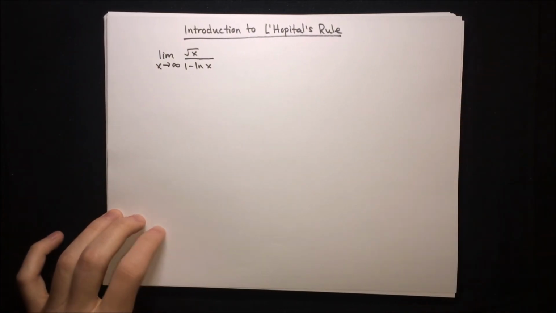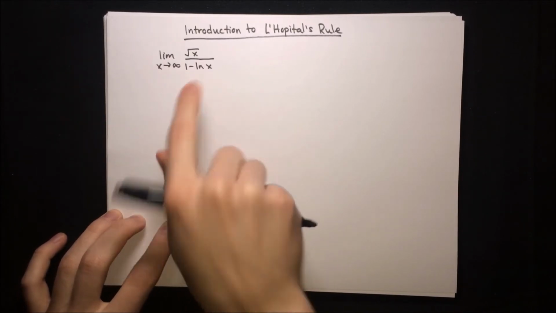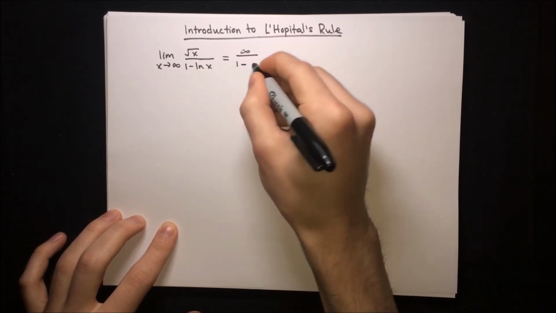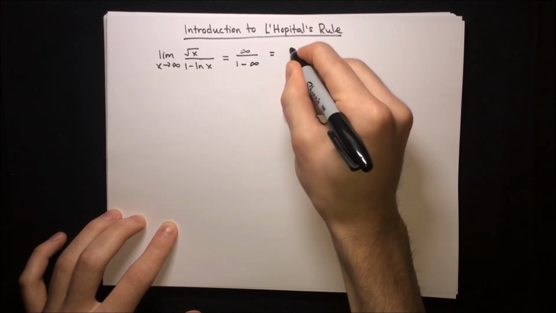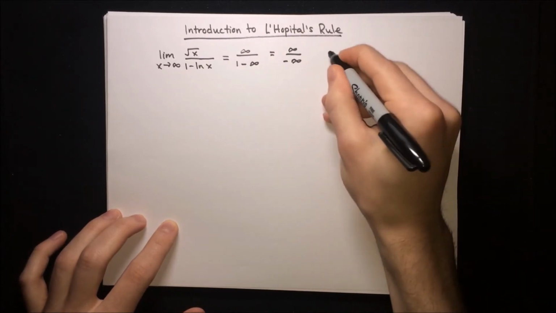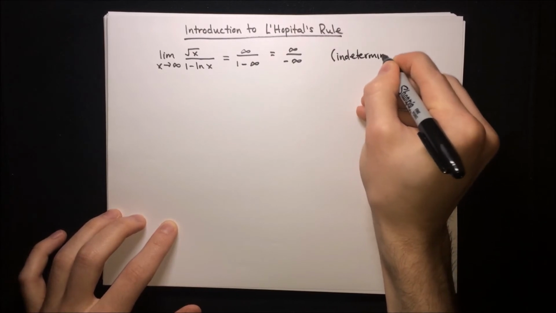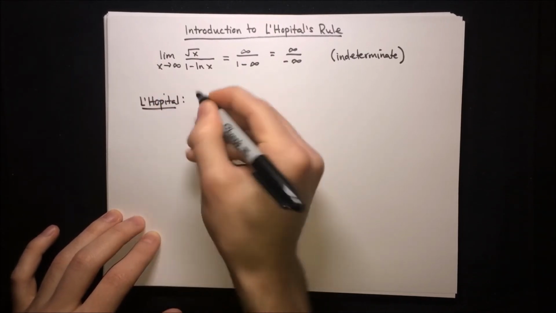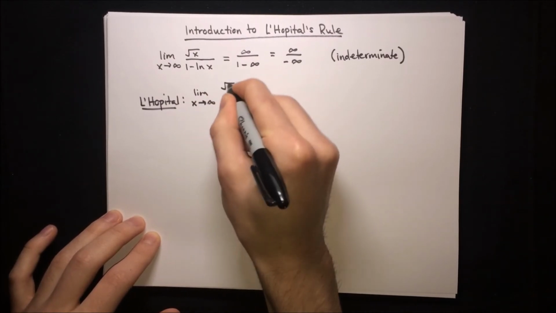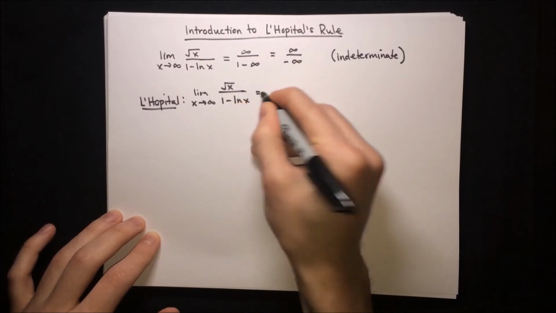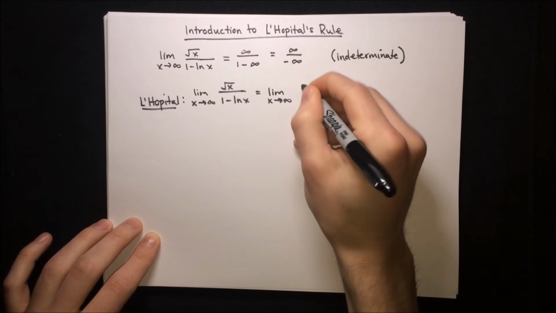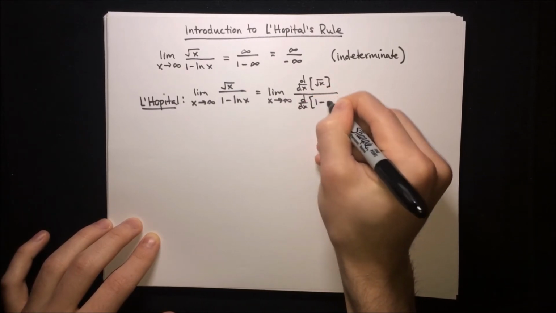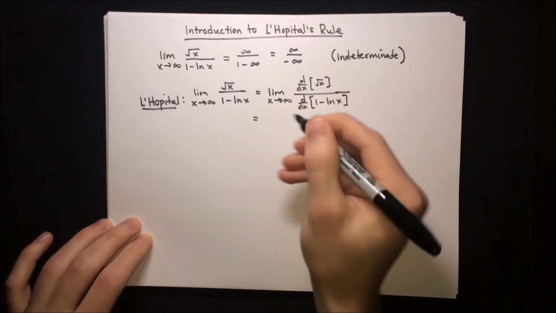Here's another example of applying L'Hopital's rule. We're going to try to solve this limit here. If we plug in x is infinity, then we get infinity on top over 1 minus infinity on the bottom. So that's just infinity over negative infinity. So we've got an indeterminate form, which tells us that we're allowed to use L'Hopital's rule. We'll compute the limit of root x over 1 minus natural log x by constructing an equivalent limit of the derivative of root x divided by the derivative of 1 minus natural log x. Okay, so let's go ahead and compute those derivatives.